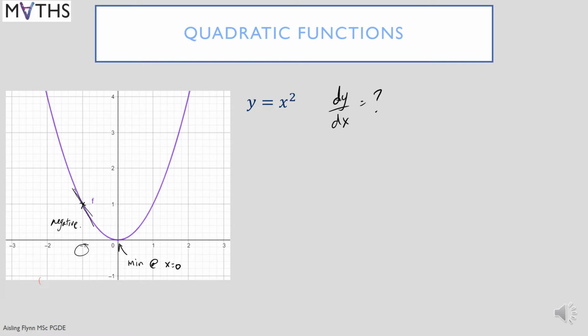What can we say about the slope at the minimum when x is 0? Well, we can say that for sure, because the tangent will be exactly horizontal, and the slope is 0. And let's move to the right. Let's go for x equals 1. The slope here, we won't define it right now, but we do know that it will be positive.